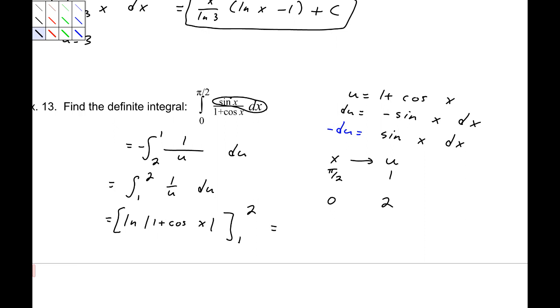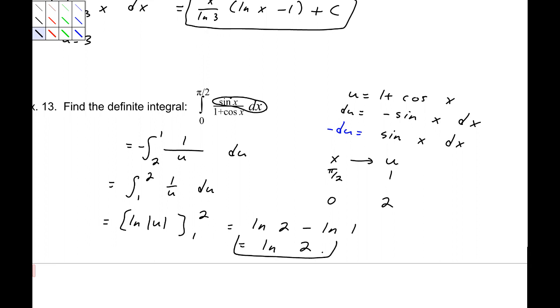Now if I plug 2 in, oh, you know what? Don't do that. This would be the natural log of u evaluated from 1 to 2. I changed my limits, so I don't need to do that. So this would be the natural log of 2 minus the natural log of 1, which is the natural log of 2. And since those are both positive, the absolute value bars do nothing for us. Okay, so that is the end of section 1.6 or 5.6, depending on what you're looking at, over exponentials and logarithmic functions.